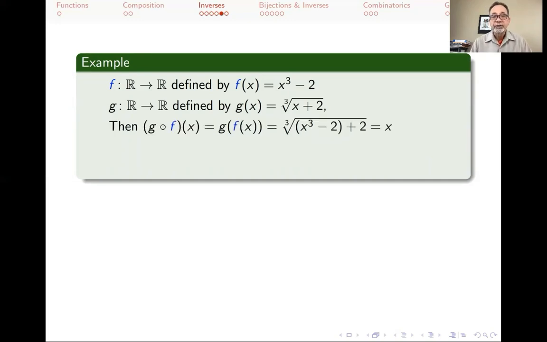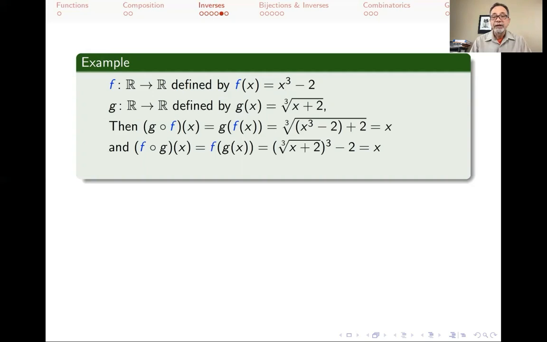We find the composition g of f of x, g circle f applied to x. I put g circle f in parentheses because I'm thinking of it as one function. So g circle f applied to x, that's g of f of x. Wherever I see x in the rule for g, g is cube root of x plus 2, instead of that x, I put x cubed minus 2 because that's f of x. And when I do that and I do the algebra, I get x back again. So when I did f and then g, I got back where I started.